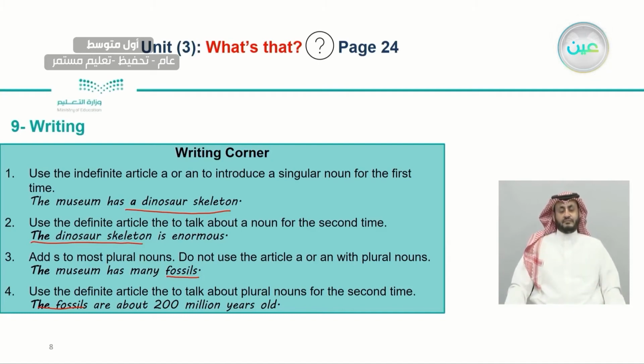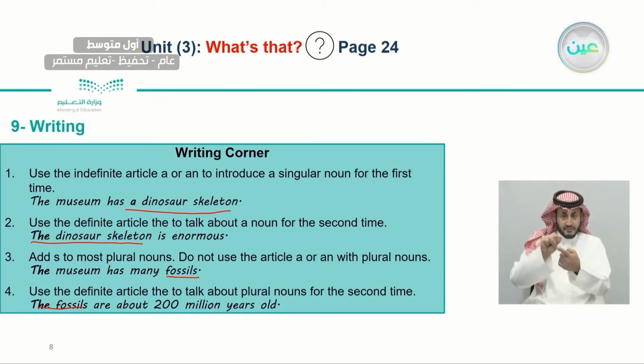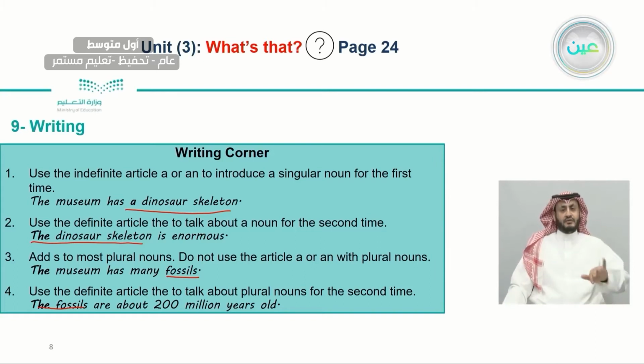We add s to most plural nouns. Don't use the article "a" or "an" with plural nouns. As you can see here, the museum has many fossils. Use the definite article "the" to talk about plural nouns for the second time. The fossils are about 200 million years old.